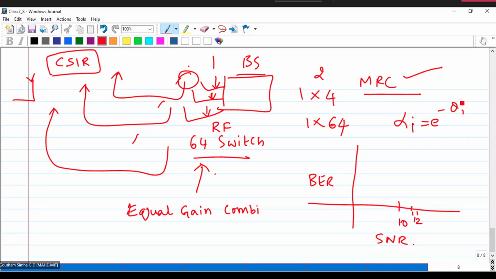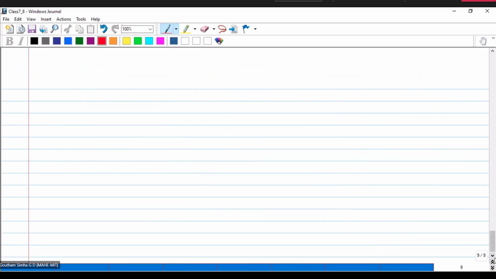What does it mean? Consider the SNR of the combiner output, assuming equal power spectral density, which is N0 by 2, in each branch. How do you represent the SNR? You can represent the SNR by gamma sigma of EGC, or simply gamma sigma, that is equal to 1 by N0 M, 1 by N0 M into summation i is equal to 1 to M, the received signal strength squared.